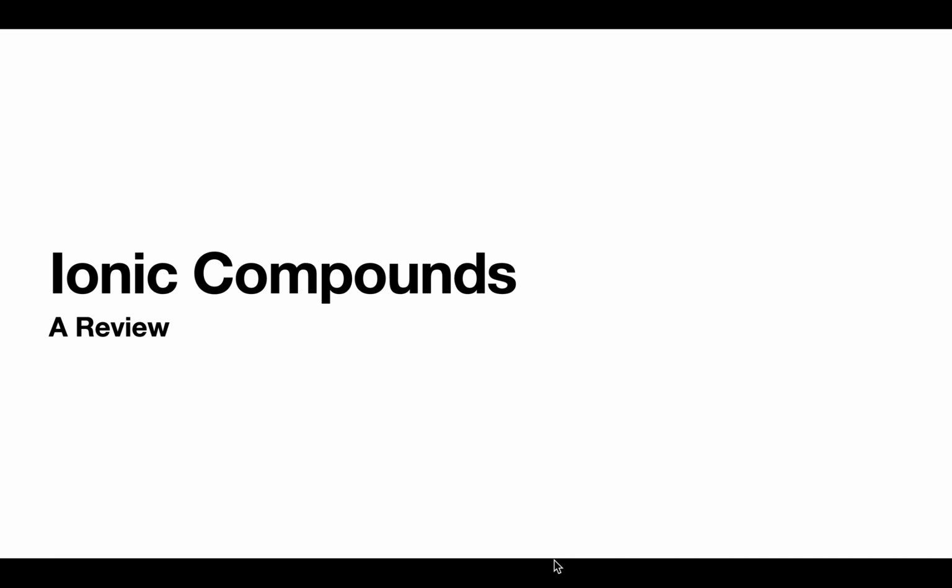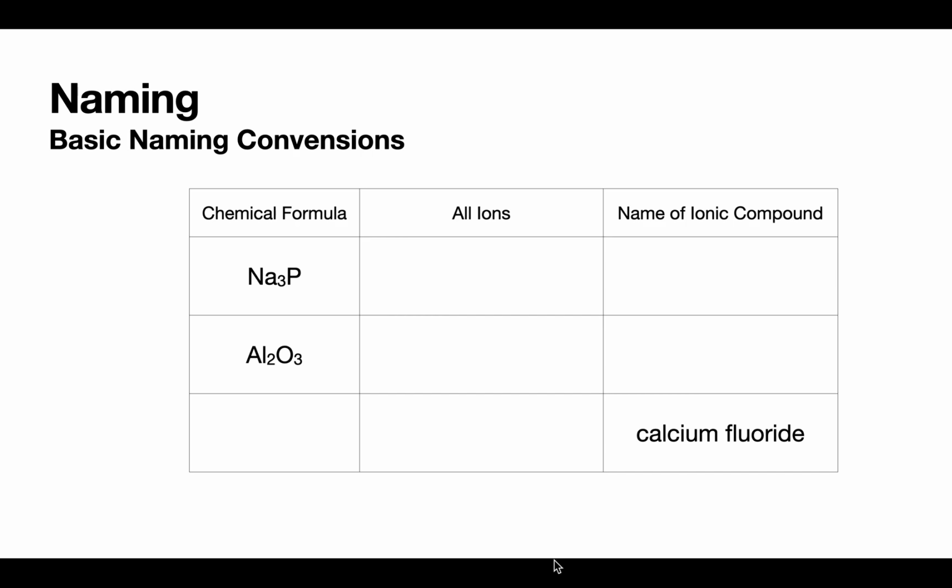This is a review of naming ionic compounds. The basic naming conventions are to just name the anion and the cation. So the cation in this case is sodium, and there's 3 of them. And so our name would be sodium phosphide. We add an IDE ending to the end of our anion. So we keep the cation name. Cations have positive charges, and we add an IDE ending.